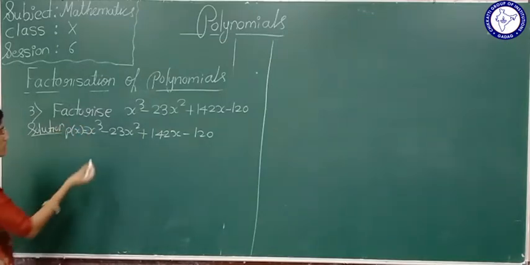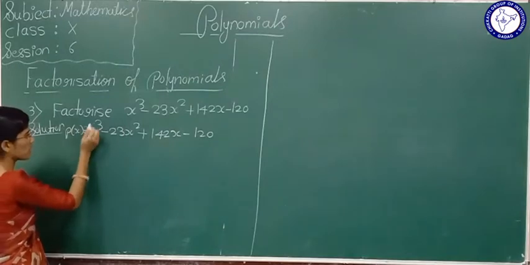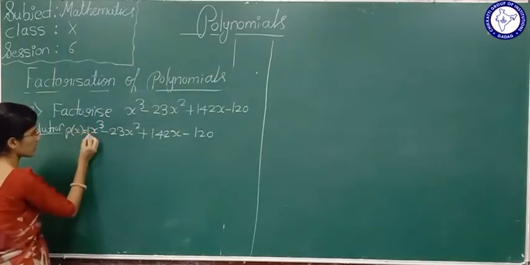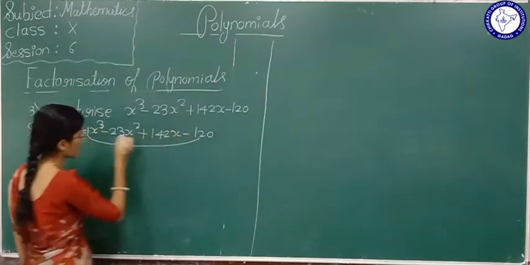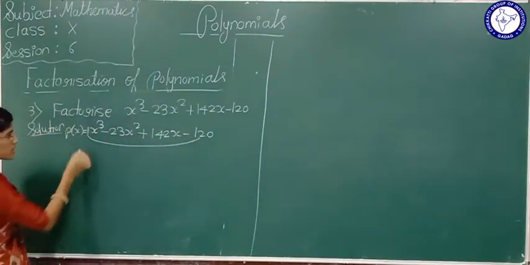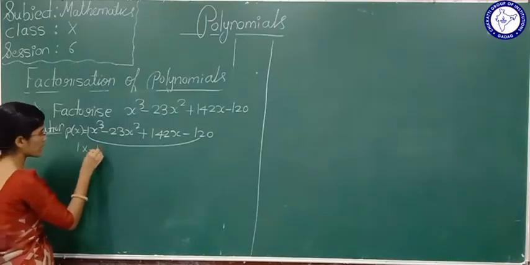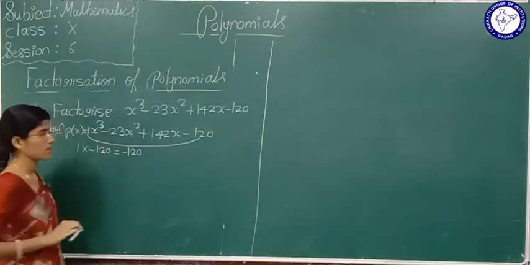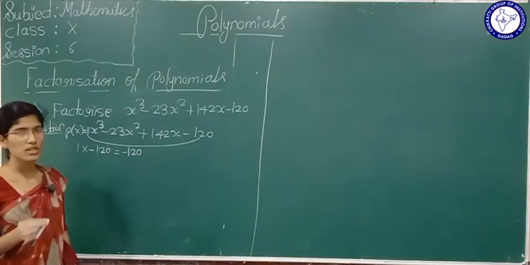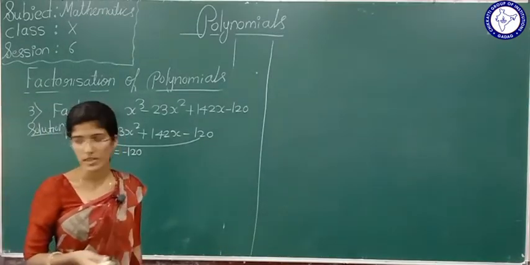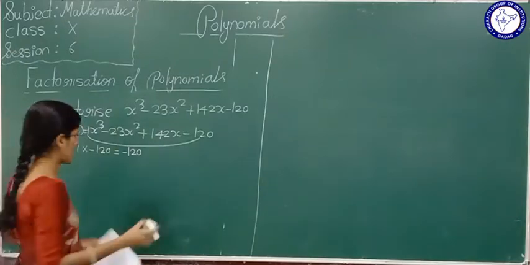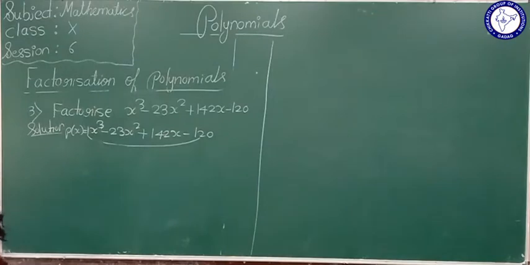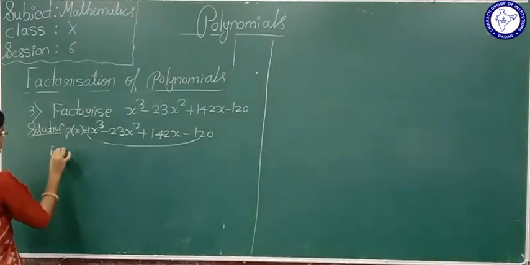Now see here, this is a cubic polynomial. Now what we will do is, here 1 is there, we will multiply the first and the last. So what is that? 1 multiplied by minus 120 is minus 120. Okay, now see what are the factors of minus 120? We are going to write the factors. So what will be the factors?